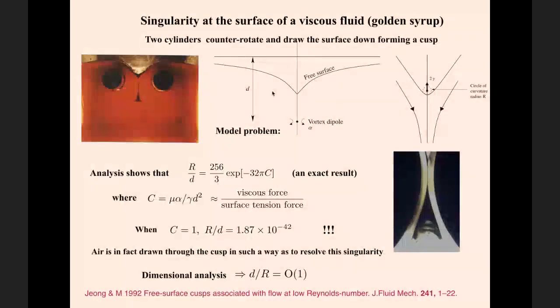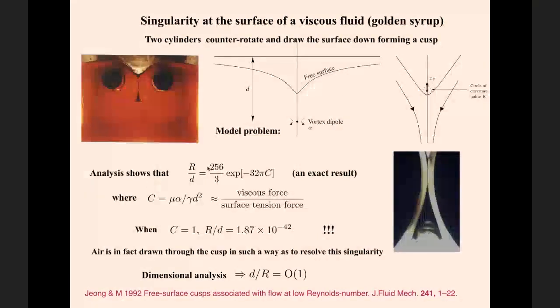This is an idealization, a model problem that represents this, using a vortex dipole here of strength alpha to represent the same type of flow, drawing the fluid down towards what looks like a cusp. Although if we look very, very closely at this, zoom in, we'll see that it isn't quite a cusp. It's slightly rounded with radius of curvature, capital R. Now that radius of curvature is extremely small, as evident in the picture, but we can solve this problem exactly as a problem using conformal mapping.